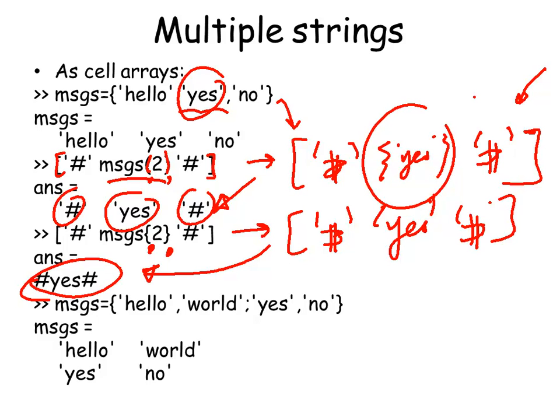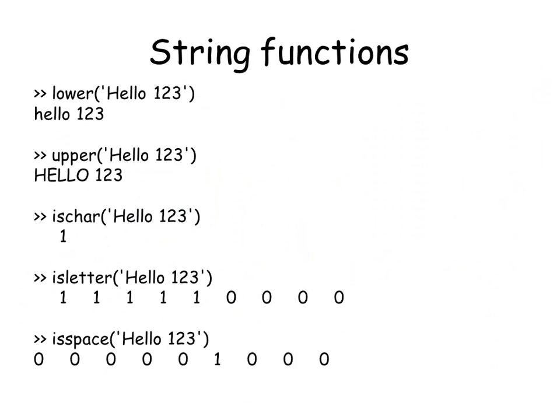Similar to matrices, you can construct a matrix of cells. You are not restricted to a single row. And we just use semicolon to move on to the next row. There are a number of string functions. I'll just cover some of them.